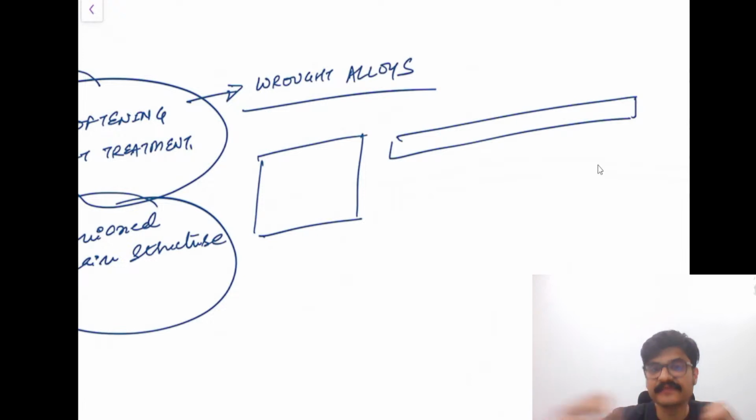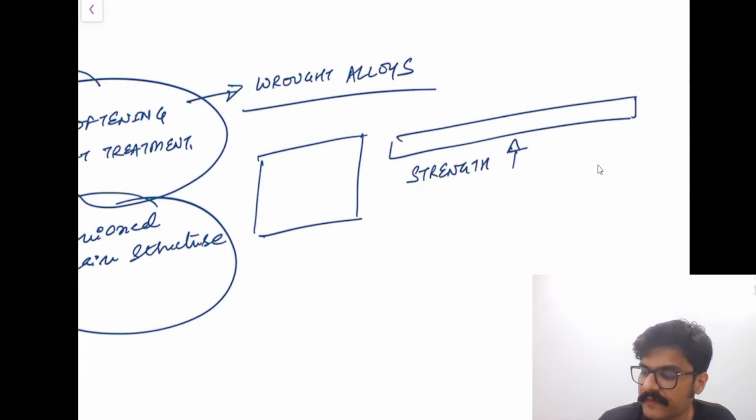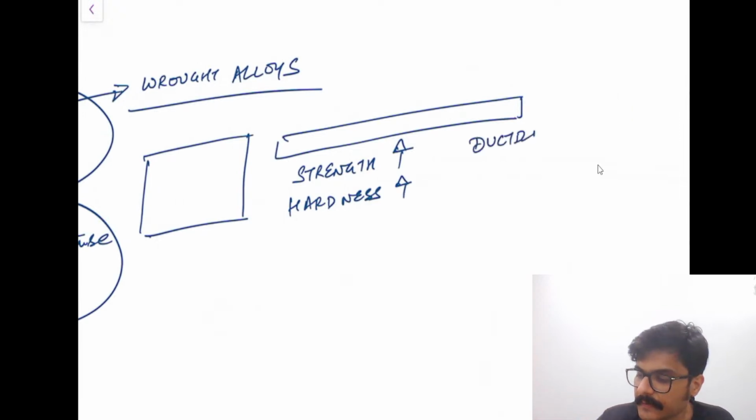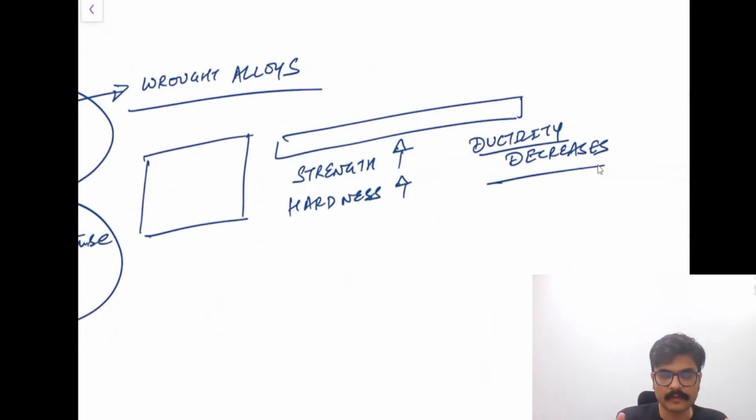So ultimately, what happens when I deform the structure? The strength increases, hardness increases, but since I've already consumed the ductility of the material, the ductility decreases because I've already elongated it. Right? This is an example that I'm taking under tensile strength. Of course, I can deform it under compression also. That would be under compressive strength. Right, guys?